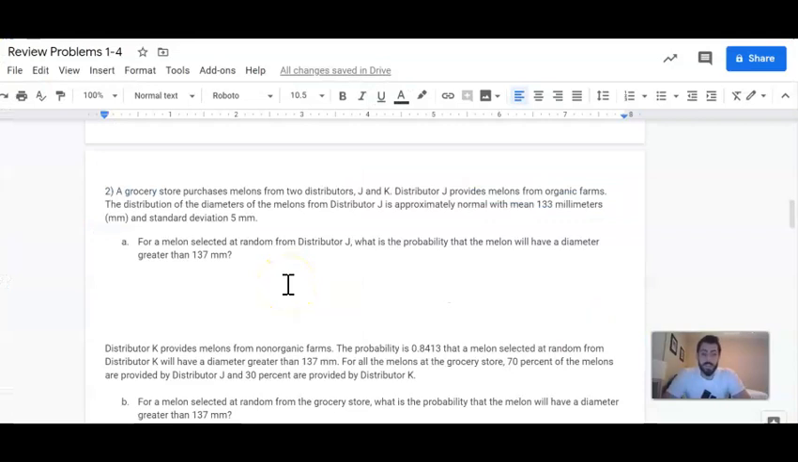Now the reason we can go ahead and assume it's normal is because it says that it follows an approximately normal distribution, which means we can skip the part where we justify. So we can just go straight to the calculation part.